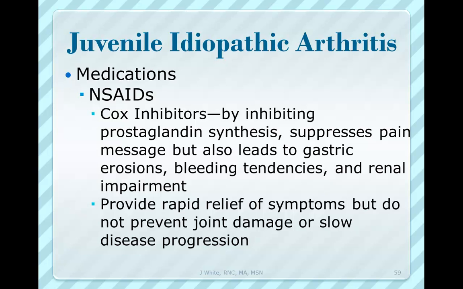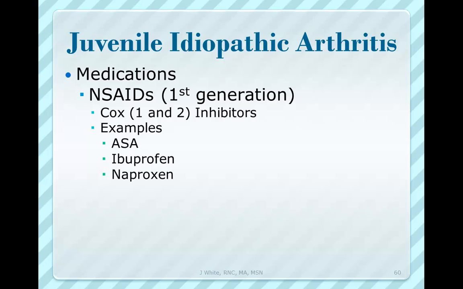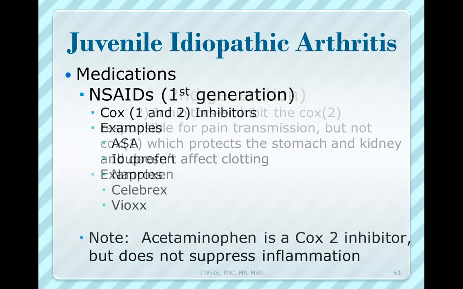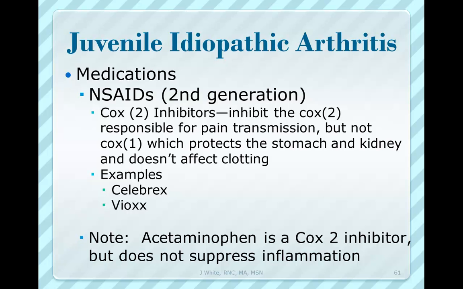COX inhibitors, NSAIDs, do not prevent joint damage and do not slow the disease progression. All they do is reduce pain. There are now first and second generations. First generation is aspirin, ibuprofen, naproxen. We now have second generations, which are good for reducing pain transmission but don't affect the stomach and kidneys as much and don't affect the clotting, and that's Celebrex and Vioxx.